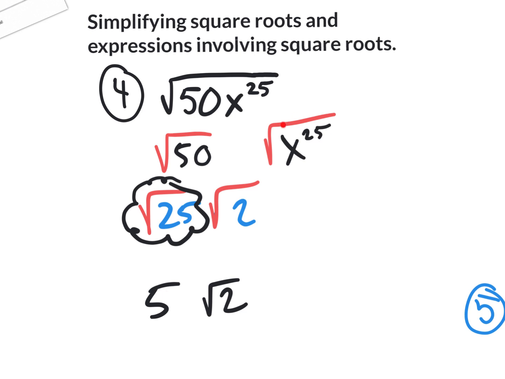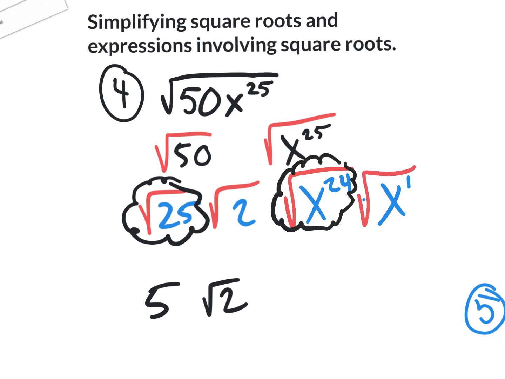Now, what about over here? We have the square root of x to the 25th. We want an even power right here, not an odd power. So I need to rewrite this with multiplication to get an even power. What's it going to rewrite as? 24. Yep. X to the 24, the number right before 25, times 1 more x, right? Then we split that root. And now we could do the square root of x to the 24th. What is the square root of x to the 24th? It's really just dividing it by 2, right? X to the 12th. And the square root of x just comes down, square root of x.